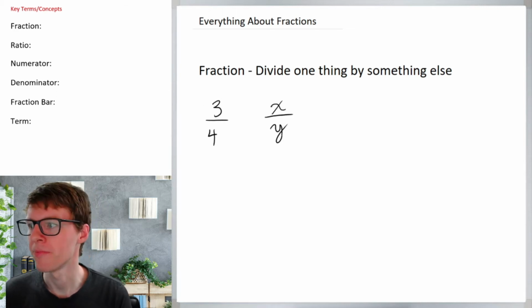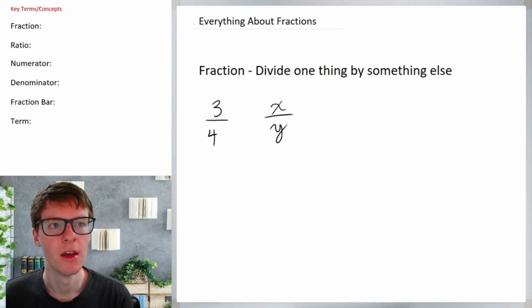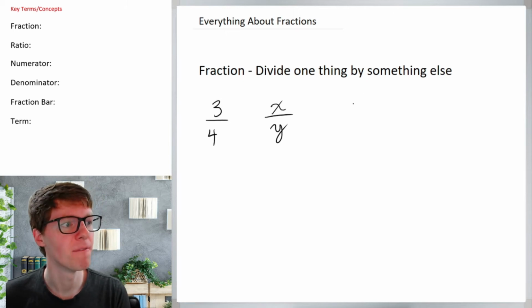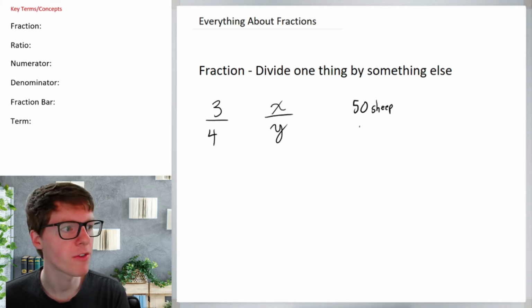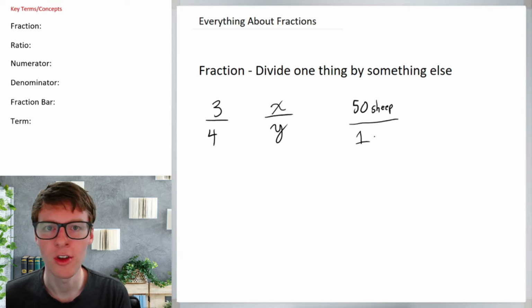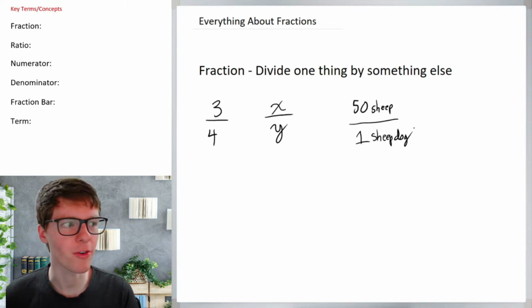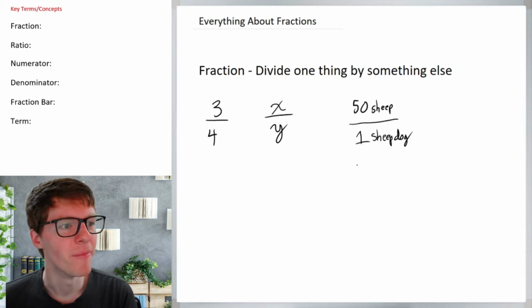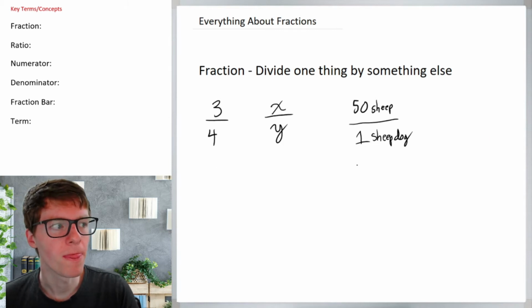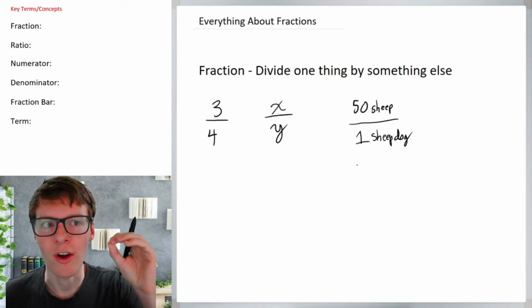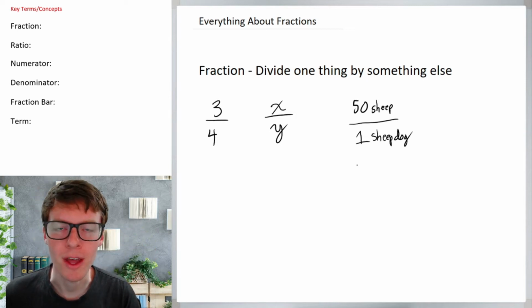If we're looking at, I don't know, sheepdogs in Ireland, it could be 50 sheep that a shepherd owns for every one sheepdog. It's amazing how well they are at controlling those guys, just running them all around. It's fun to watch. But anyways, so this is a fraction. You're basically just taking one thing or idea and you're dividing something else by it.